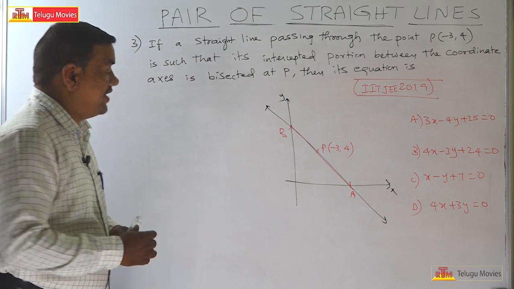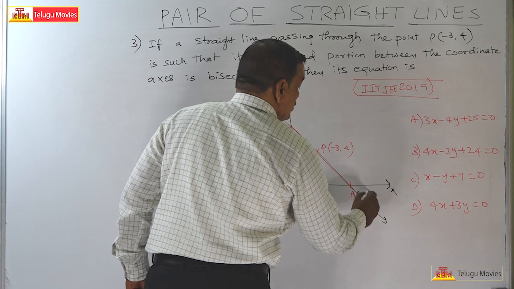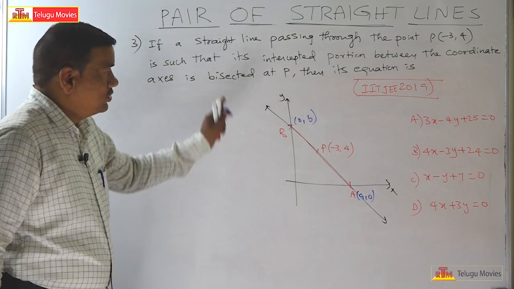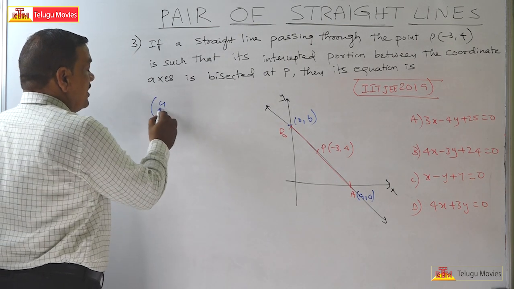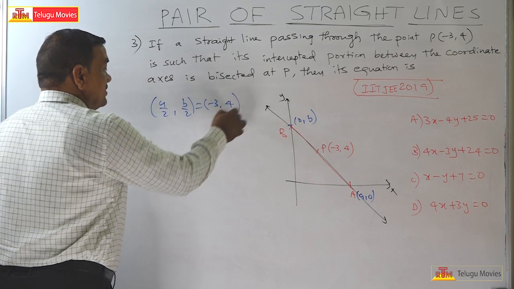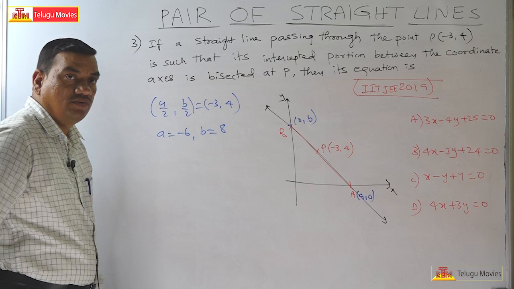Very easy one. Let the x-intercept be (a, 0) and the y-intercept be (0, b). What is the midpoint of this? (a by 2, b by 2) is equal to (minus 3, 4). So a is equal to minus 6, b is equal to 8.